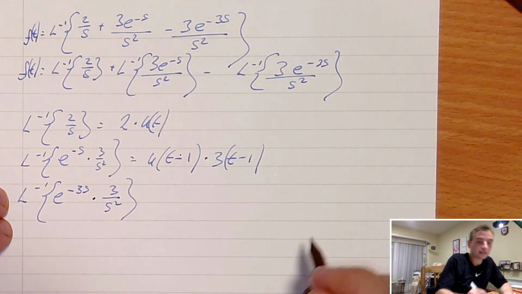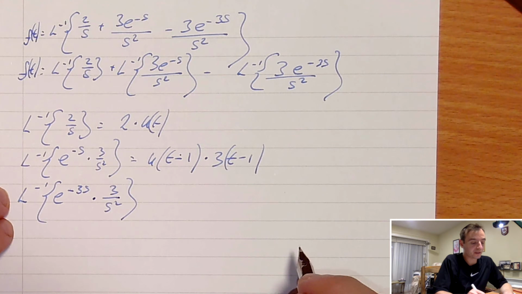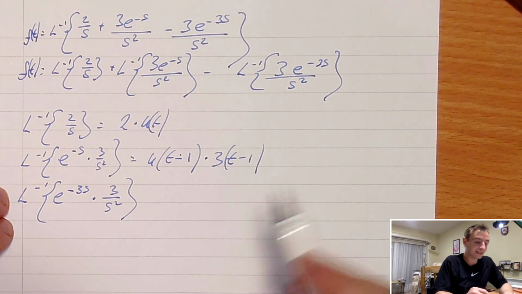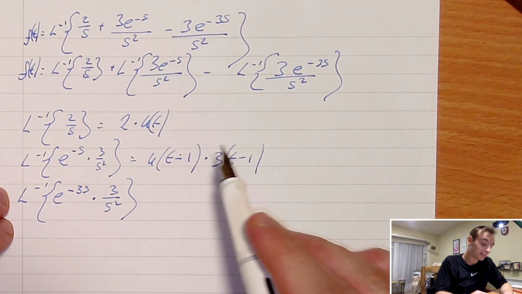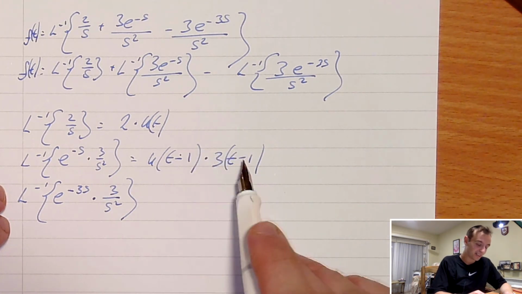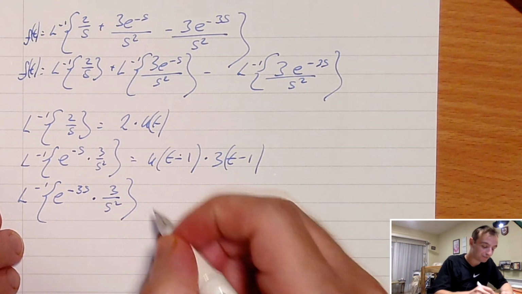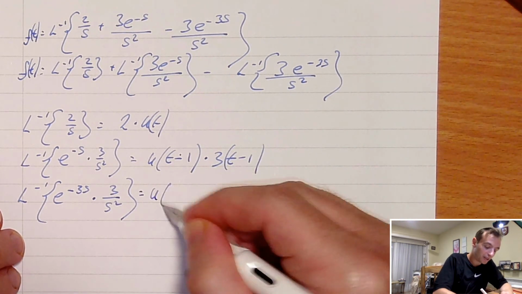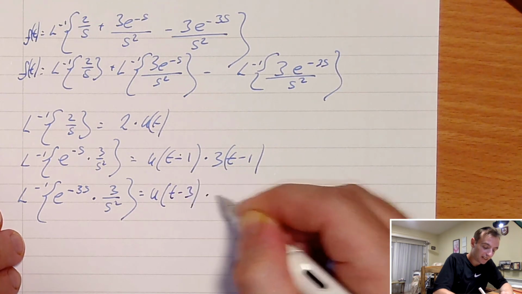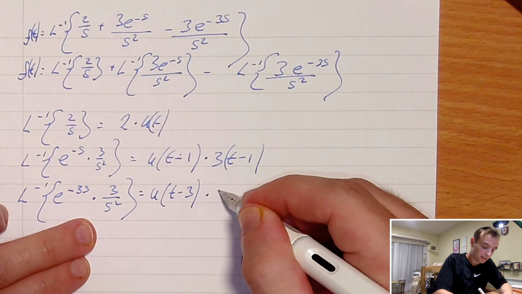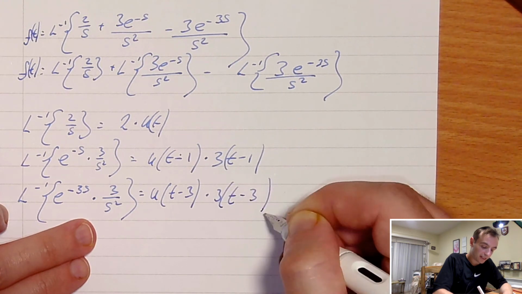You get to a certain point of doing this when you just cannot be bothered to write out the whole second shift theorem, and then the inverse of the second shift theorem, and the implication of the inverse of the second shift theorem. So I'm just going to assume that this is fairly intuitive now. But look at the beginning bit of the video, it's not. So that's going to be u(t minus 3) dot the function, which is going to be 3(t minus 3).